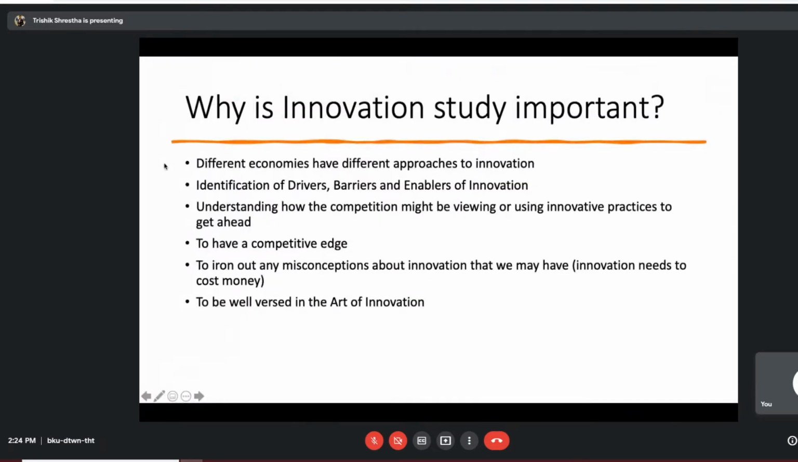So the first thing we need to understand is why is this topic important? Why is innovation study important? There's a short answer and a long answer. The short answer is because innovation itself is a very important topic.